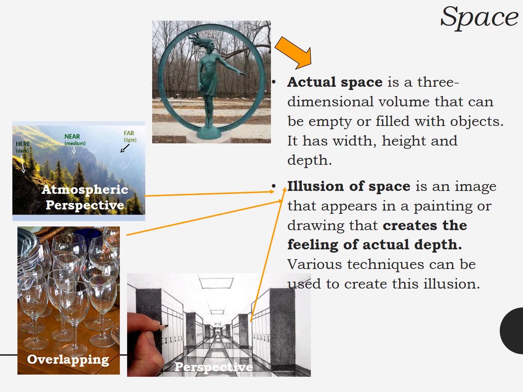So some ways to do this is through atmospheric perspective. So having things closer to you, in the foreground, the middle ground, and then the background. Having things overlap creates the illusion of space. Perspective, things going back and coming towards one another to that vanishing point to create that illusion that this hallway is going back into space.